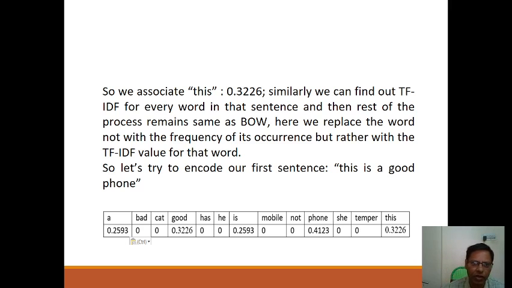Similarly, we can find out the term frequency of each and every word in binary BOW or BOW. So let's try to encode our first sentence. "This is a good phone" in binary BOW is like this.